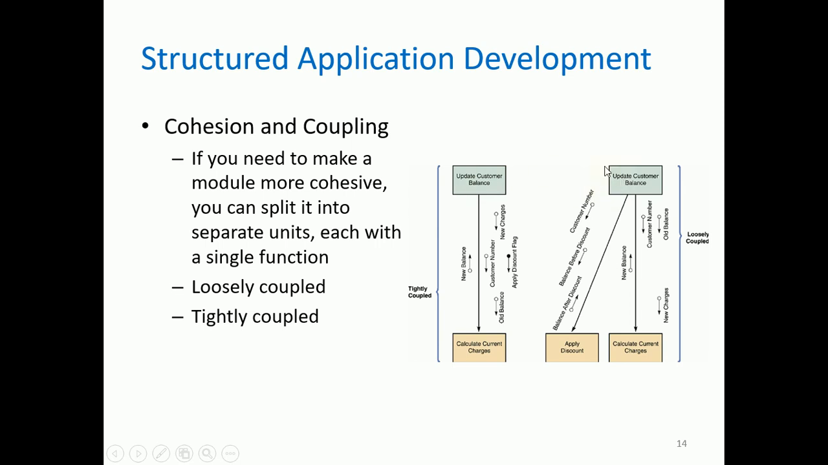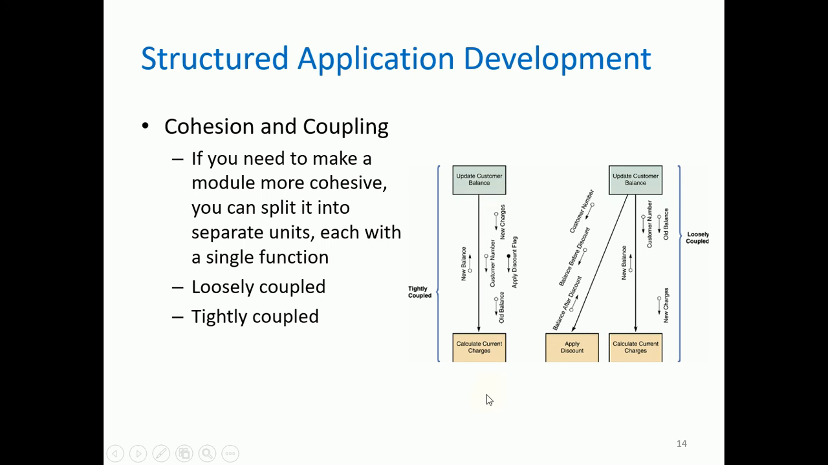Okay, so we have an example here of a simple structure chart for update customer balance. We have these two: the tightly coupled and loosely coupled. So we also have the terms cohesion and coupling. If you need to make a module more cohesive, you can split it into separate units, each with a single function. So we have an example here.